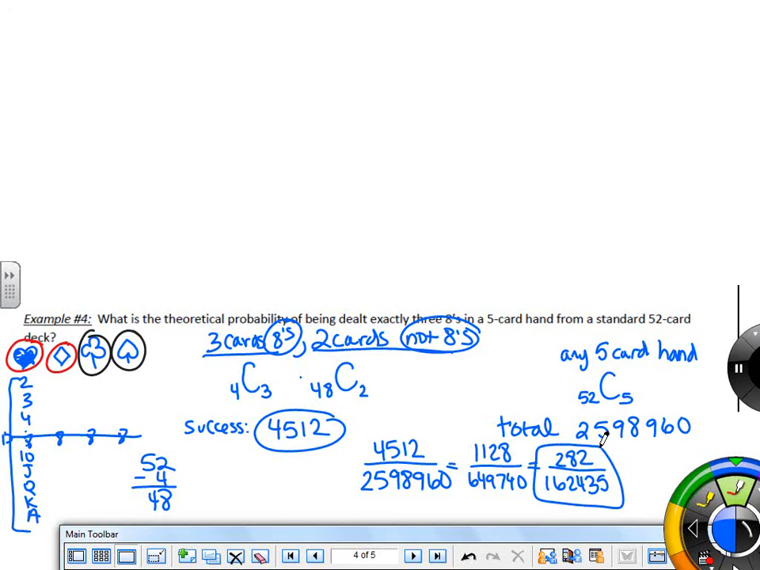282 out of 162,435. Okay? And again, we had to use combinations here because we needed to count the number of groups. And we had to split into 2 combinations here because the entire 5-card group consisted of smaller groups that could be paired together. Okay?